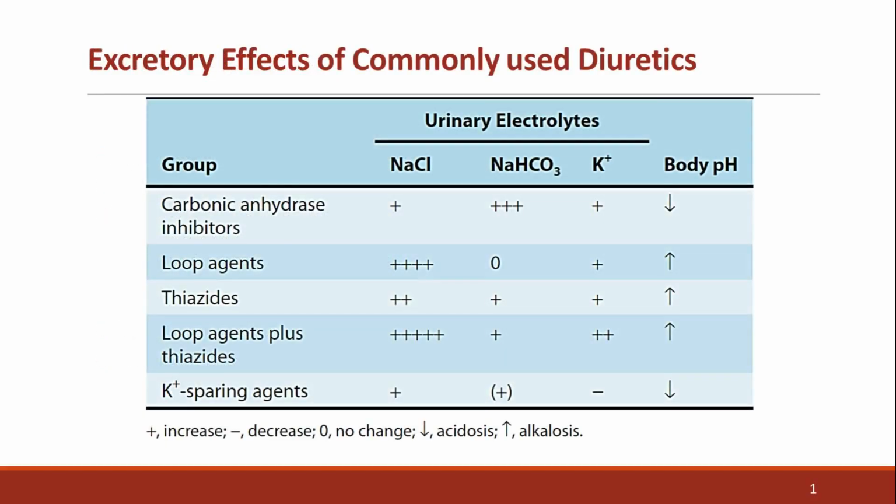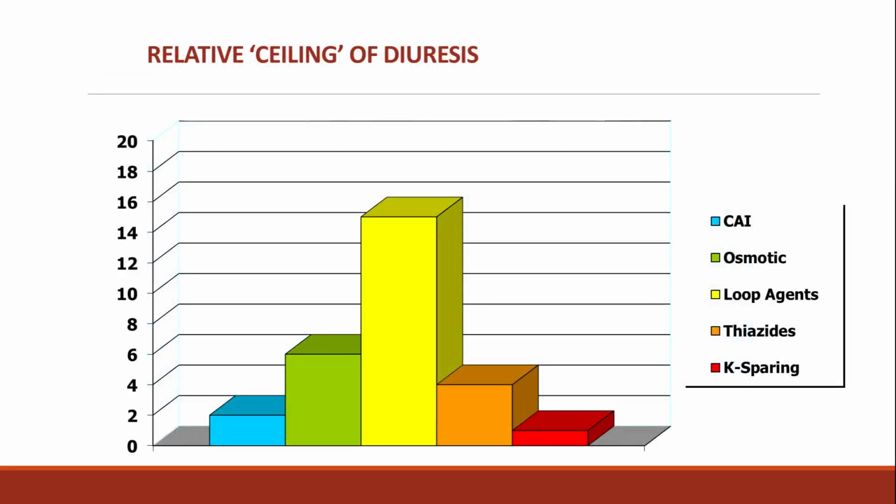This slide shows a comparison of renal solute excretory effects of various diuretics. The ceiling effect refers to the maximum diuretic response achievable by a drug. Loop diuretics have the highest ceiling, meaning increasing doses continue to produce increasing diuresis up to a high limit, which makes them ideal for severe edema.